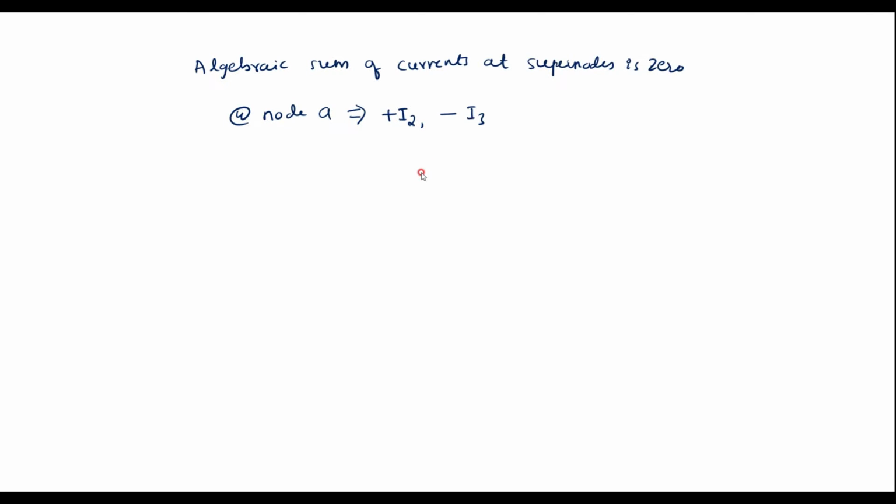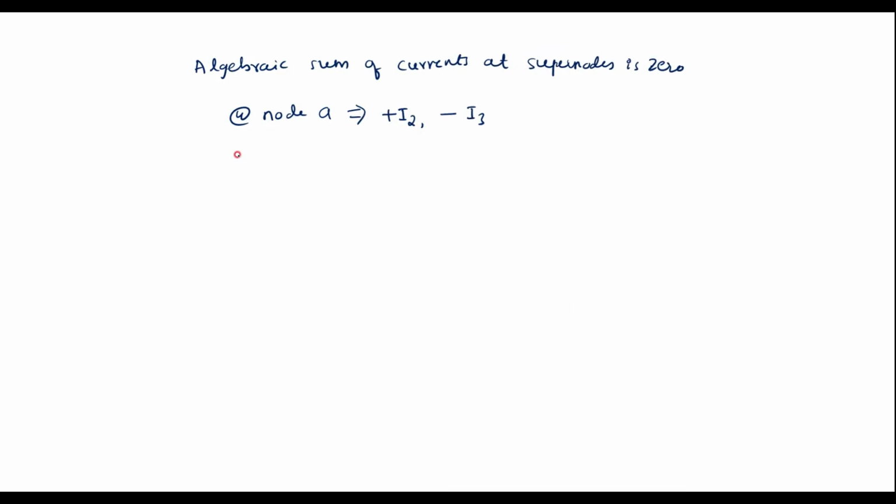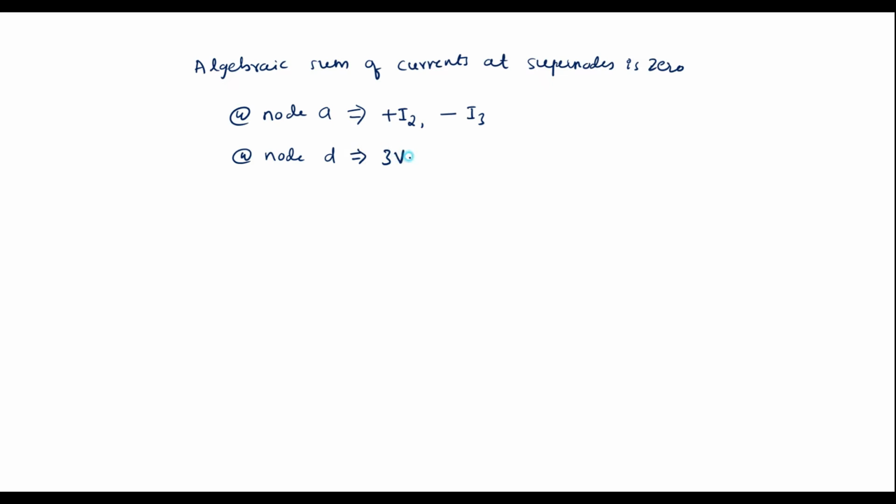So similarly, let me see what currents are entering and leaving at node D. Now I can observe at node D, the currents are 3 Vc incoming, and I4 leaving. So I can write 3 Vc, and I4 is leaving, I can take it as minus I4. Now the algebraic sum of currents at supernodes is 0. So A and D are supernodes. The sum of these currents is equal to 0, that is I2 minus I3 minus I4 plus 3 Vc is equal to 0. That is, the algebraic sum of currents is equal to 0.